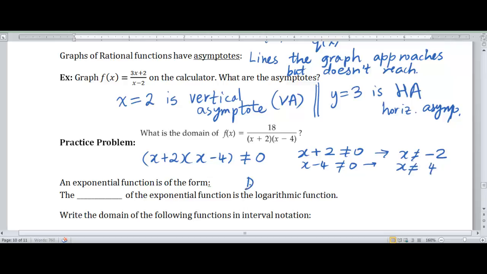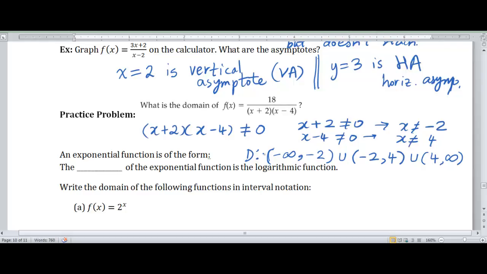So the domain is all numbers except for negative 2 and 4. So we start at negative infinity, and then the number line goes all the way up to negative 2. We're not including it, so it's a parentheses. Union. All numbers between negative 2 and 4 are valid, but we're excluding 4, and then 4 to infinity. Okay, this is interval notation for the domain.